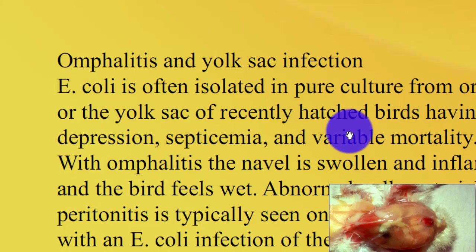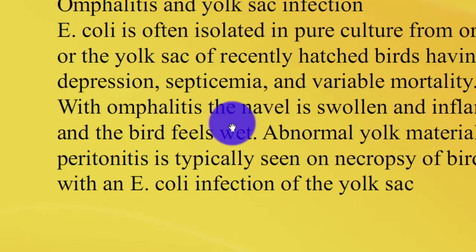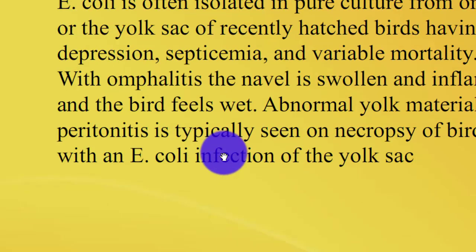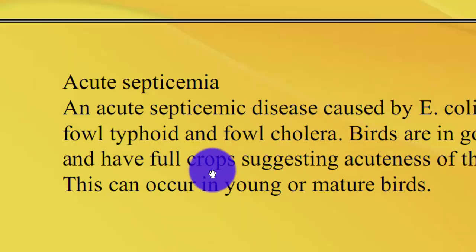Omphalitis and yolk sac infection. E. coli is often isolated in pure culture from organs or the yolk sacs of recently hatched birds having depression, septicemia, and variable mortality. With omphalitis, the navel is swollen and inflamed and the birds feel wet. Abnormal yolk material and peritonitis is typically seen on necropsy of birds with an E. coli infection of the yolk sac.